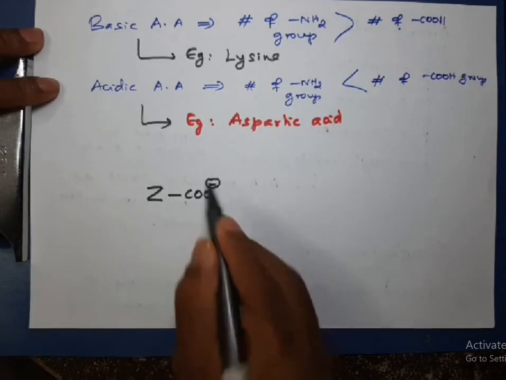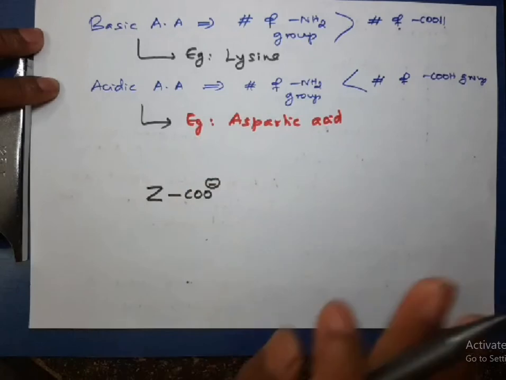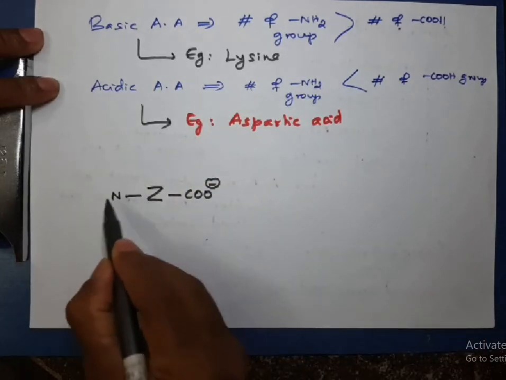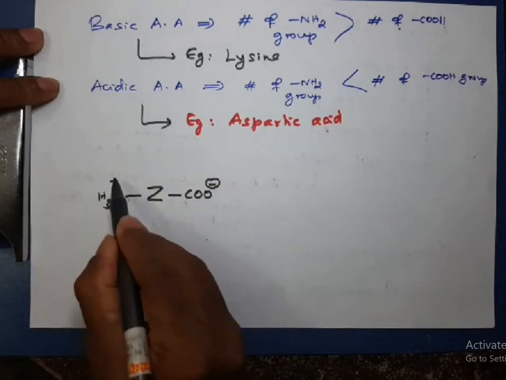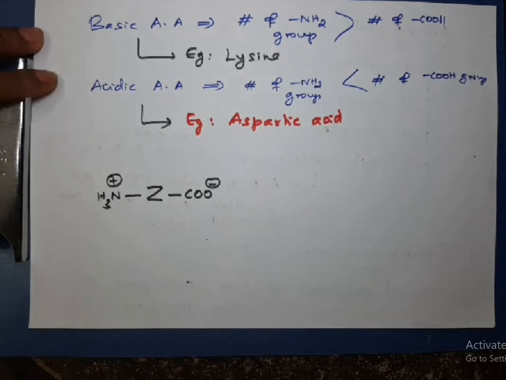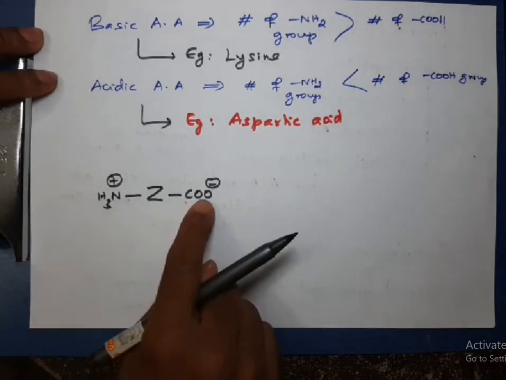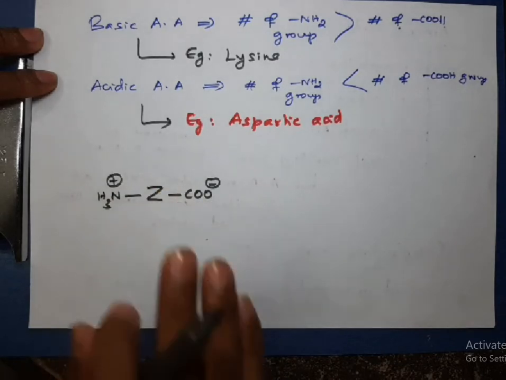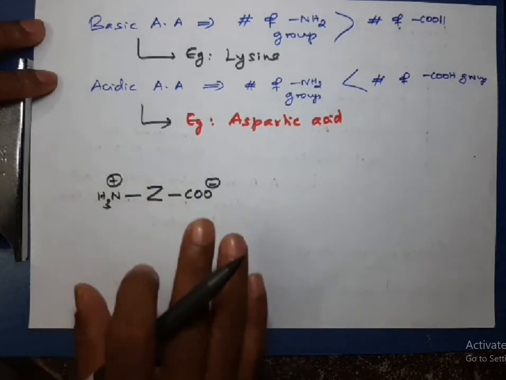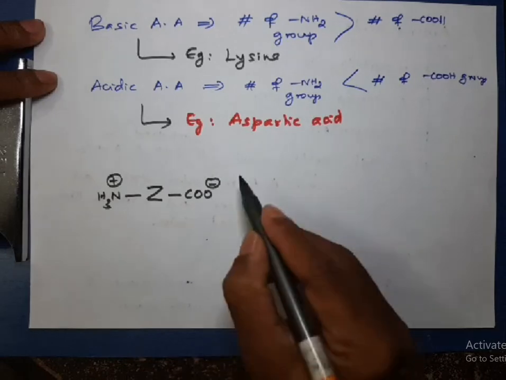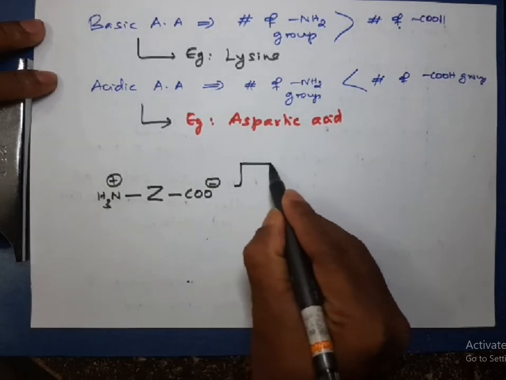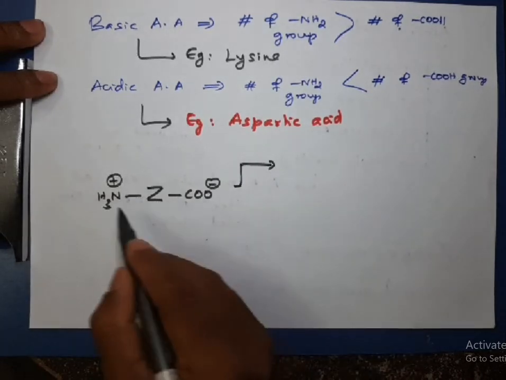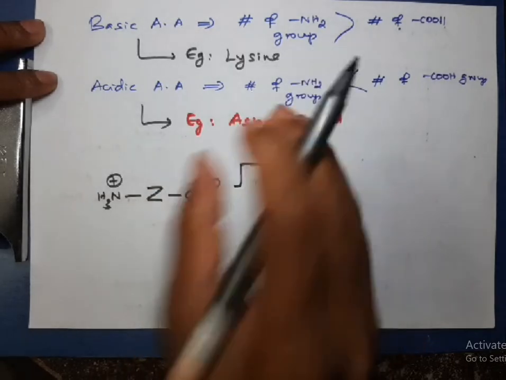COO minus. This is some amino acid. I'm going to take a neutral amino acid just for understanding purposes. A neutral amino acid contains one amino group and one acid group, but exists in zwitterionic form. Observe this carefully, students. Suppose I put this amino acid in acidic solution.